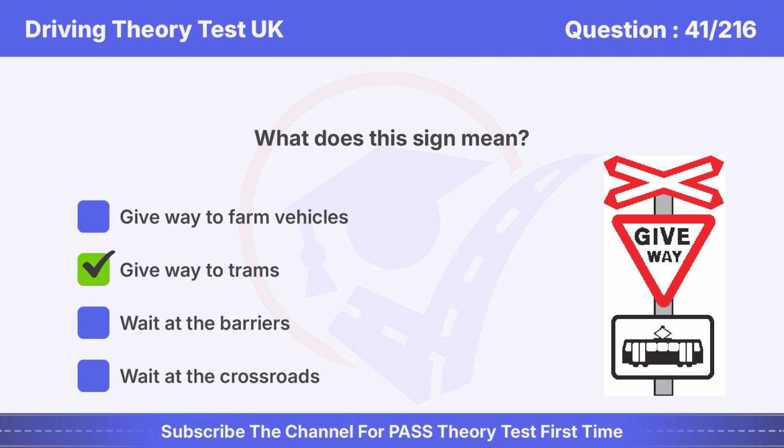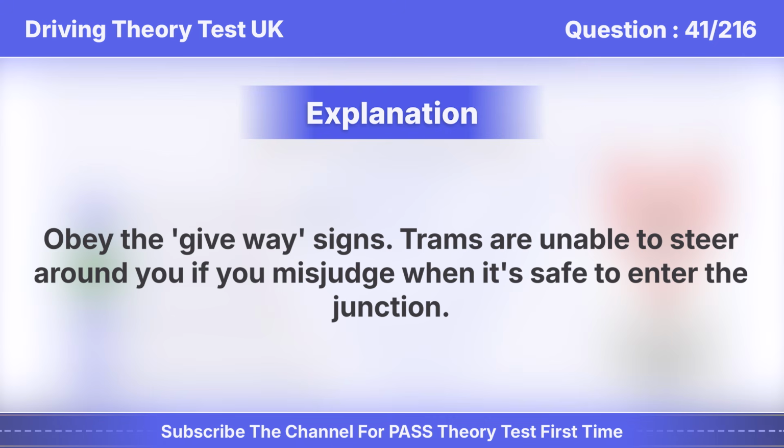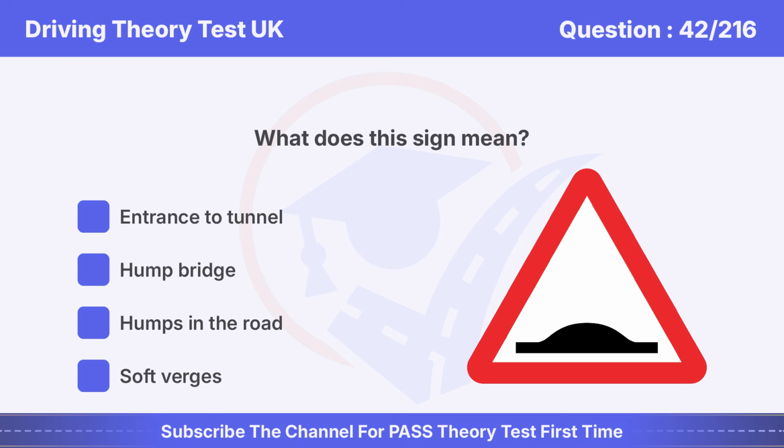Answer is B. Give way to trams. Obey the give way signs. Trams are unable to steer around you if you misjudge when it's safe to enter the junction. Question 42. What does this sign mean?